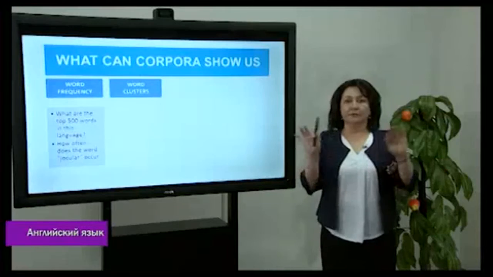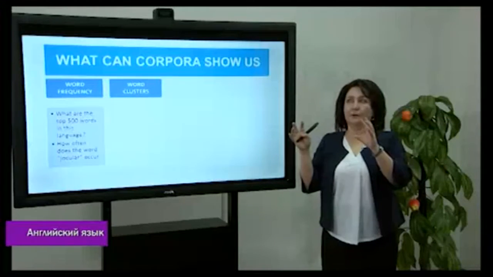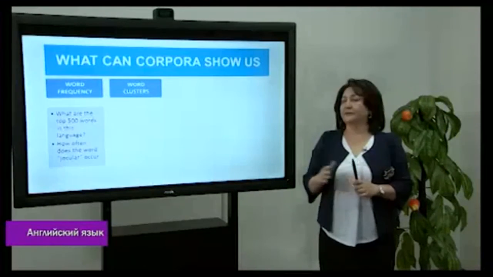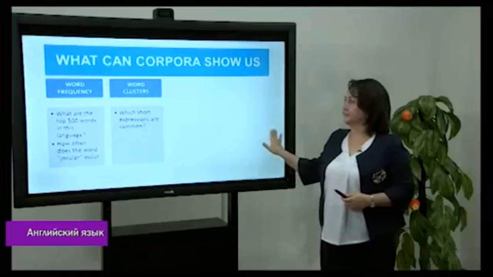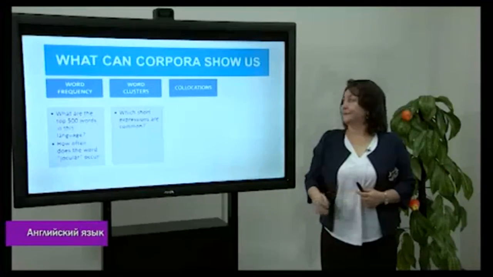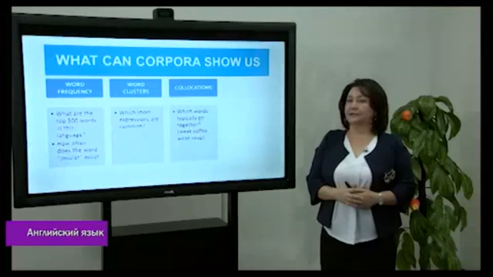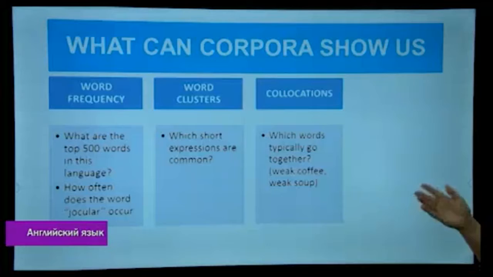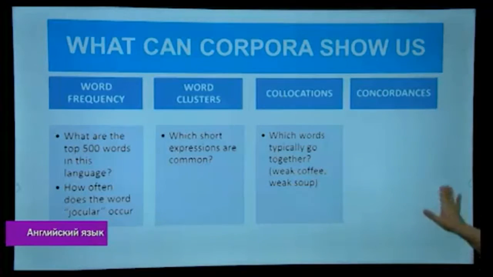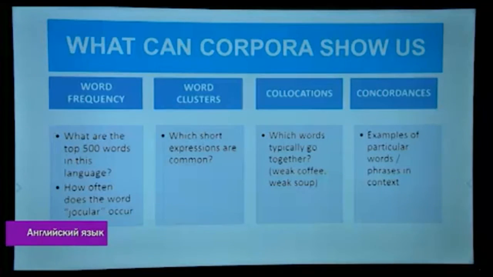It can show word clusters. For example, how one word is used with different variations. Which short expressions are very common in English? For example, if we say commit, it goes together with a crime, for example, or complete the task. Collocations: these are words that typically go together, like weak coffee, weak soup, or strong tea. And concordances: these are examples of particular words and phrases in a context.